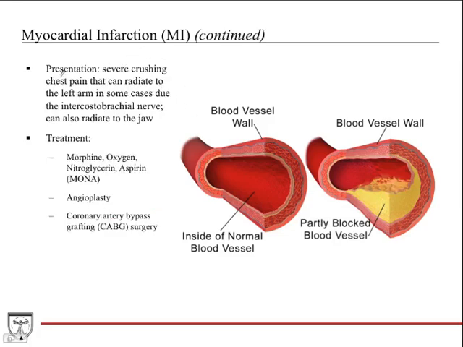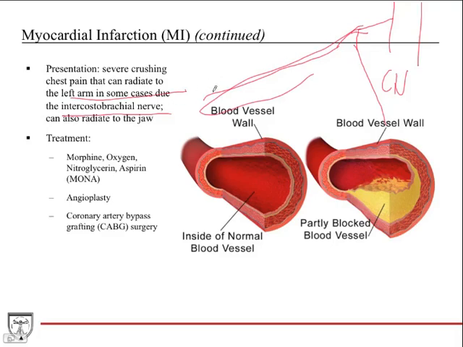Presentation: severe crushing chest pain that radiates to the left arm. And in some cases, this is due to that intercostobrachial nerve because it shares the same spinal nerve roots as the cardiac nerves. So you have the intercostobrachial coming in from here. You have the cardiac nerves coming in like this. And then they come into the same root into the spinal cord. And the brain can't really tell the difference. So that's why you can feel this pain coming out along this nerve out into the arm. And so that's what explains that. It can also radiate to the jaw.